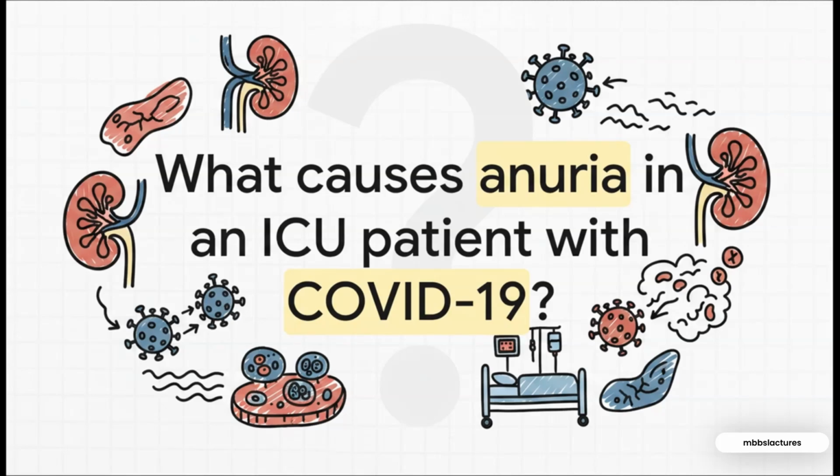But it leaves us with a lingering question to ponder. If the structural damage in ATN is so devastating and hard to reverse, how close are we to finding reliable, early biomarkers that can detect this intrinsic injury before anuria even sets in? Keep questioning what's beneath the surface.